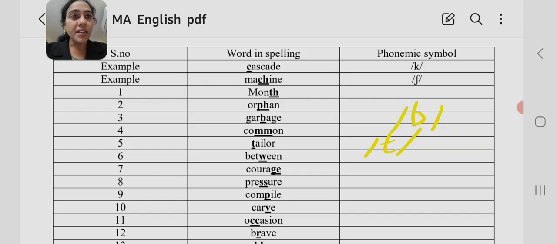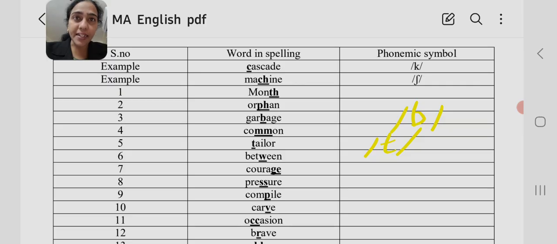Like how cascade is given here, the beginning C sounds k and then the phonemic symbol looks like this K over here. Next is A. The phonemic symbol of A must be written. Next is S. The phonemic symbol is s. Next is K. Again K comes. Next is A. It's not A as before, it's a different sound. And then D. And there we end up.